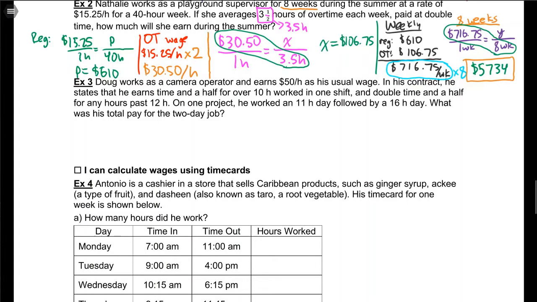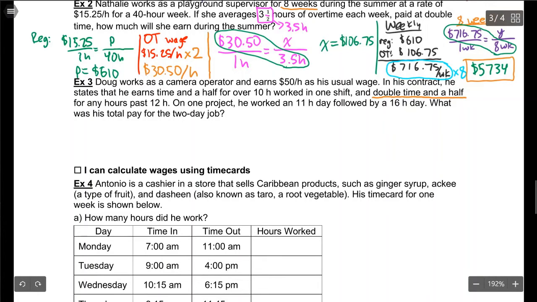So on one project, he worked an 11-hour day. And then the next day, he worked 16 hours. Now, I don't know about you, I really do not ever want to work a 16-hour day. That sounds really awful. But if I'm getting double time and a half for those hours after 12, I'll actually be pretty happy working those extra hours. Anyway, let's figure out his total pay for the 2-day job.